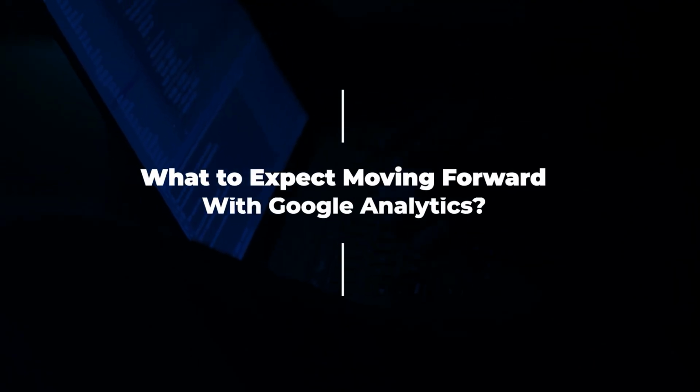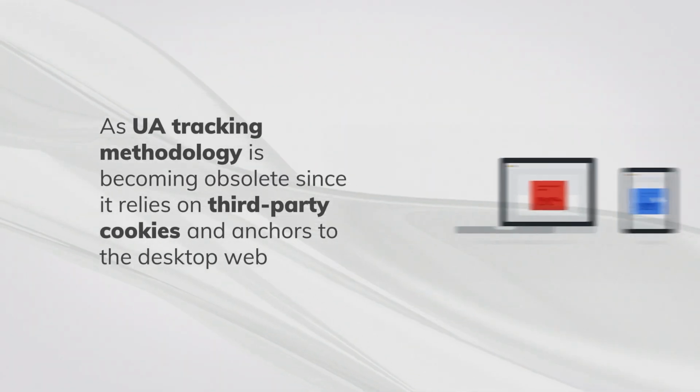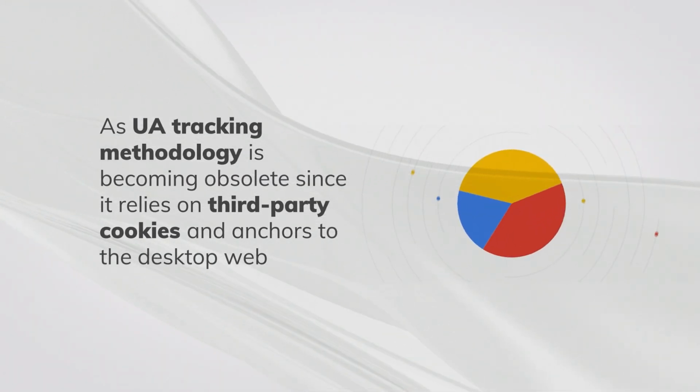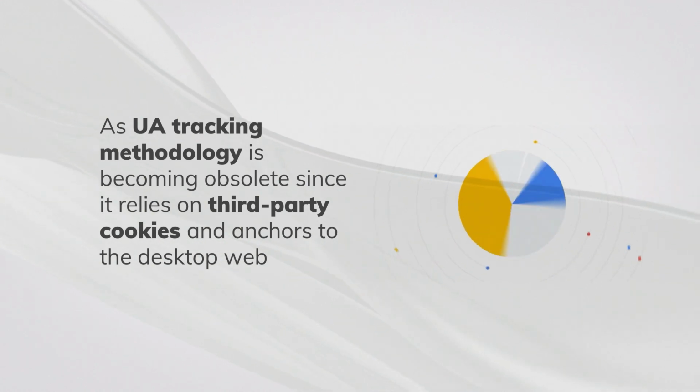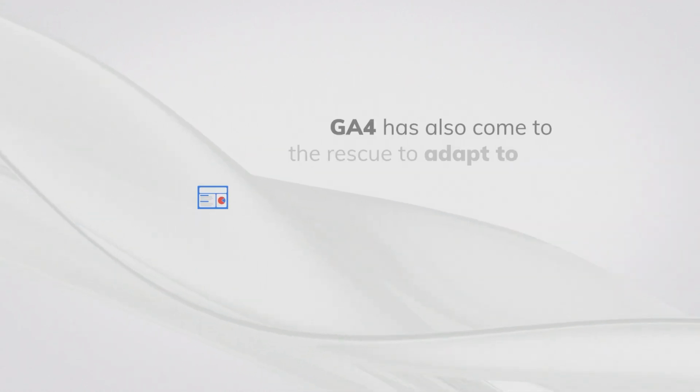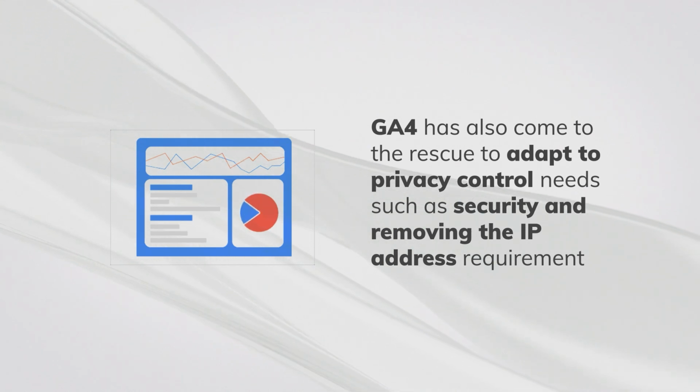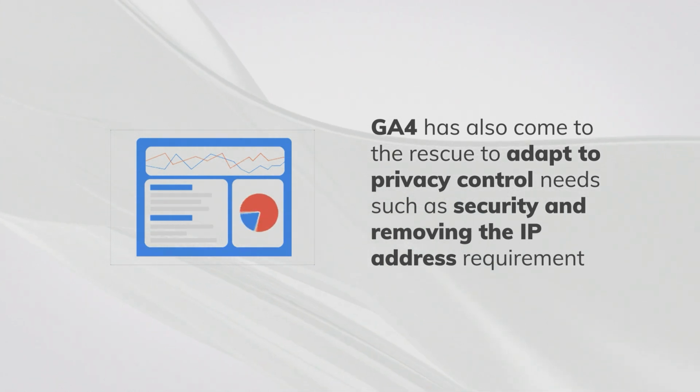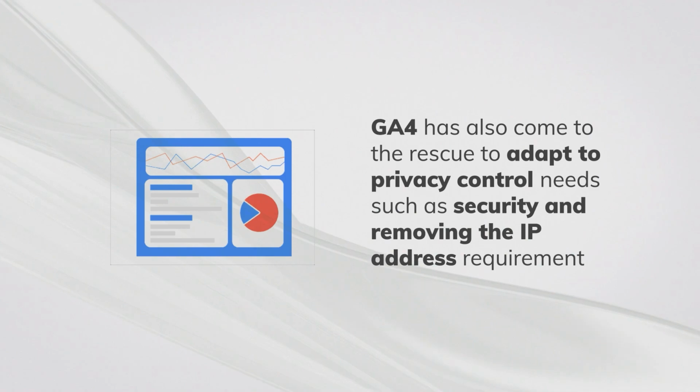What to expect moving forward with Google Analytics? As an exciting new property, GA4 still has some updating to do. So, while there are many Universal Analytics features you would expect, Google will be slowly but surely rolling out new updates and features week by week. As Universal Analytics tracking methodology is becoming obsolete since it relies on third-party cookies and anchors to the desktop web, GA4 has also come to the rescue to adapt to privacy control needs such as security and removing IP address requirements.